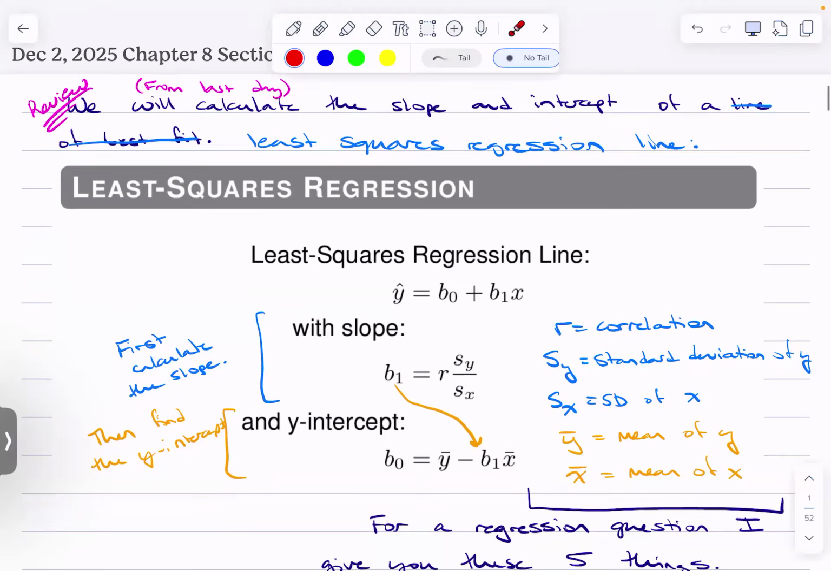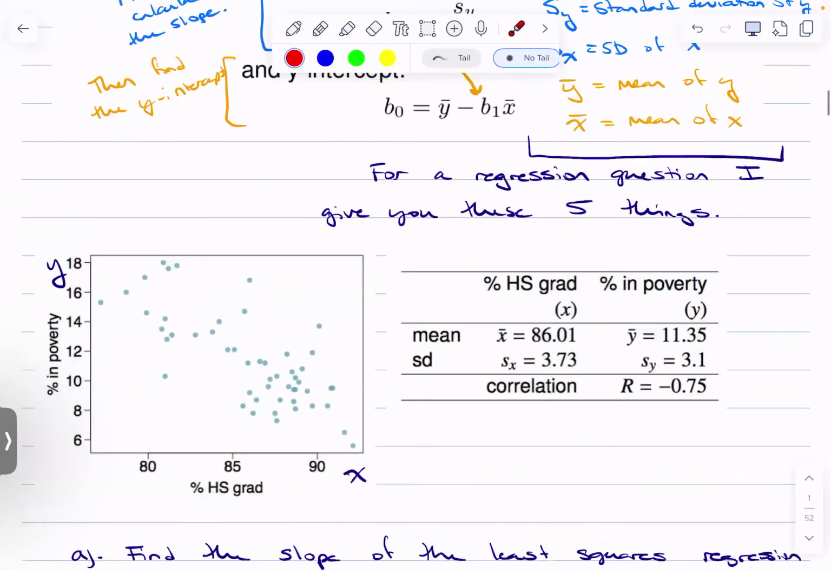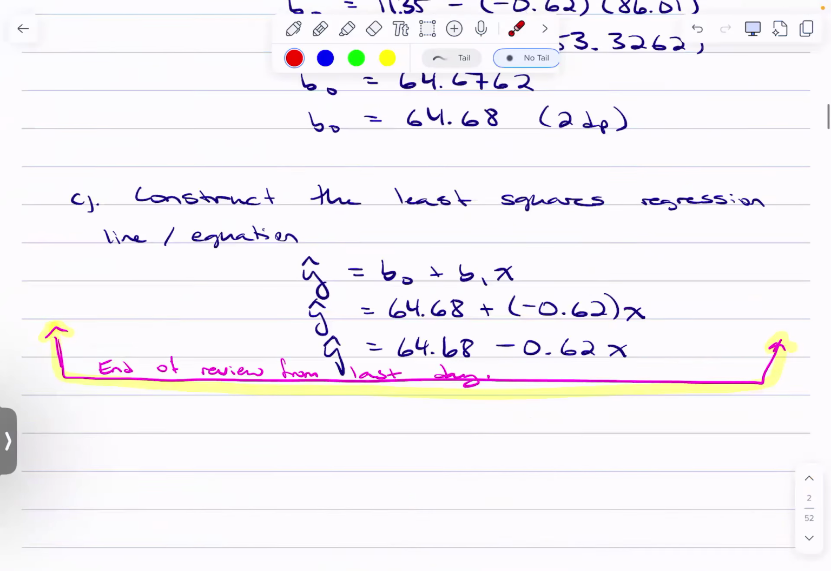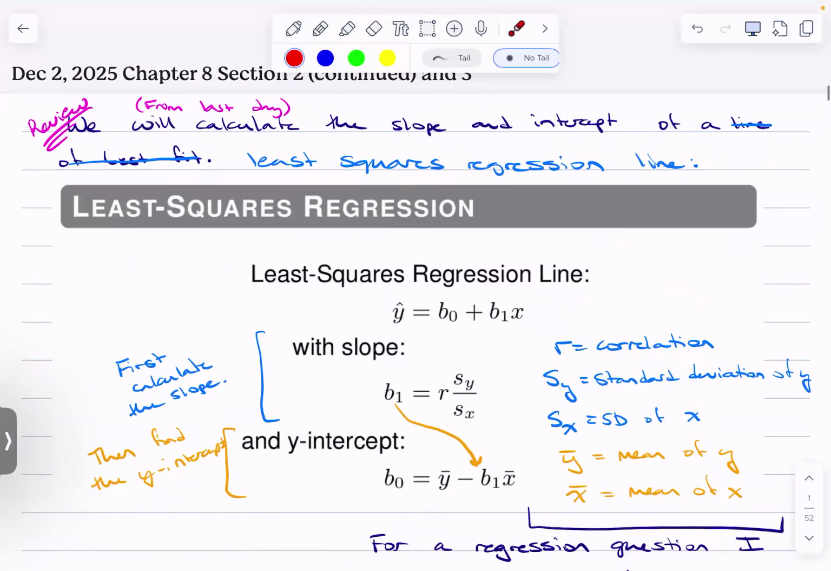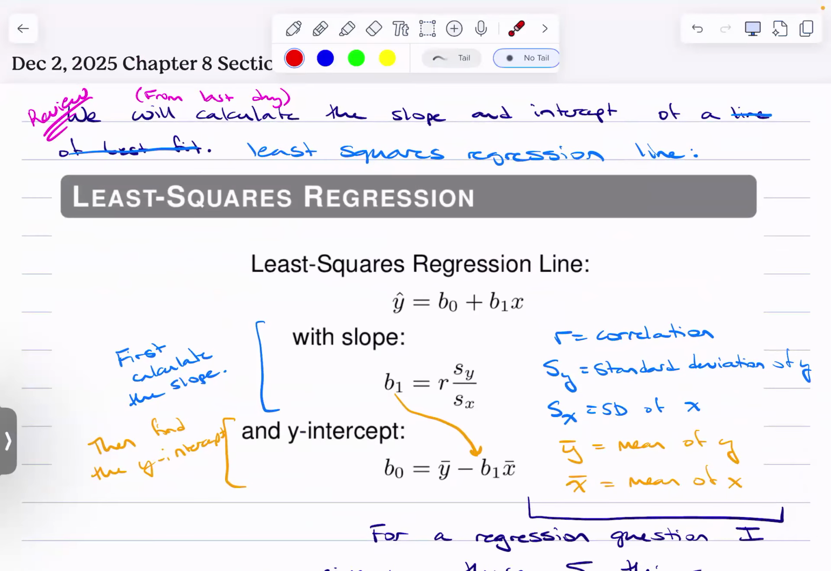This is all from last day, and I'll just show you that it's spanning 1.5 pages. That's only because we're going to build on the values that we found last day, and I don't want to recalculate them. So I'm just grabbing them from last day. These are exactly the same notes as last day. This is from your formula sheet.